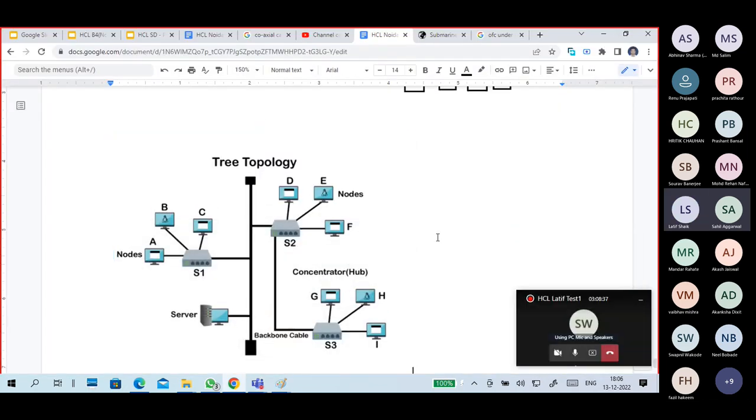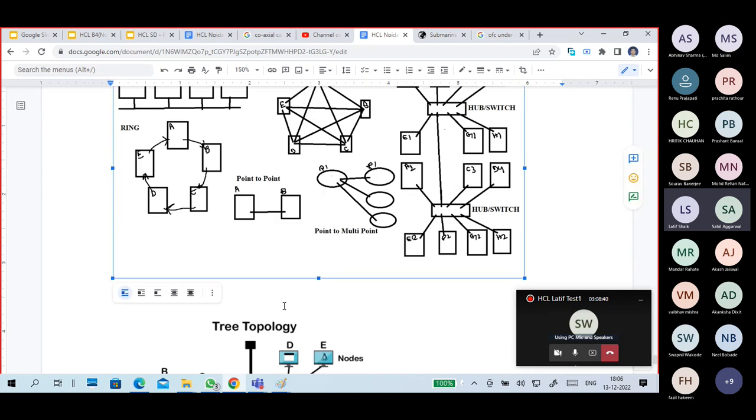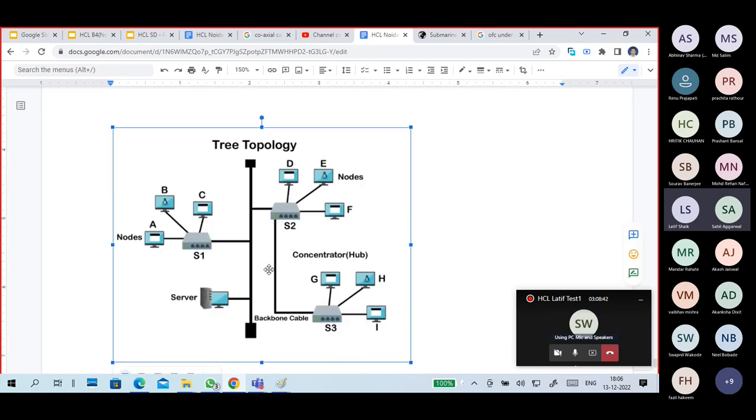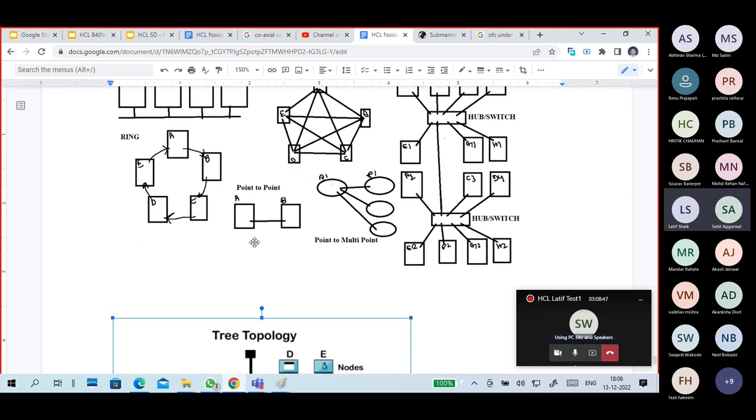Okay, the music guy started again. Not music, they are doing office work, the drilling machines and all.